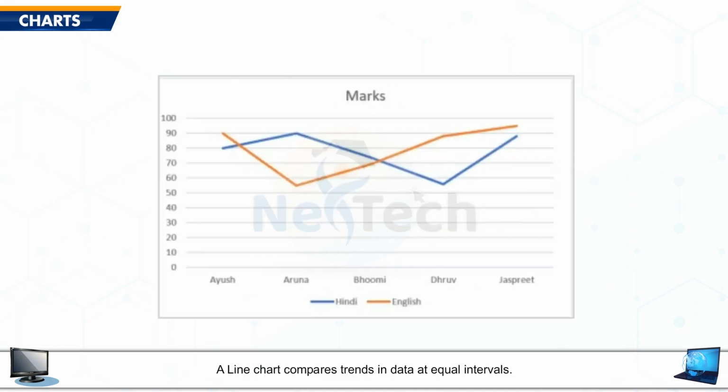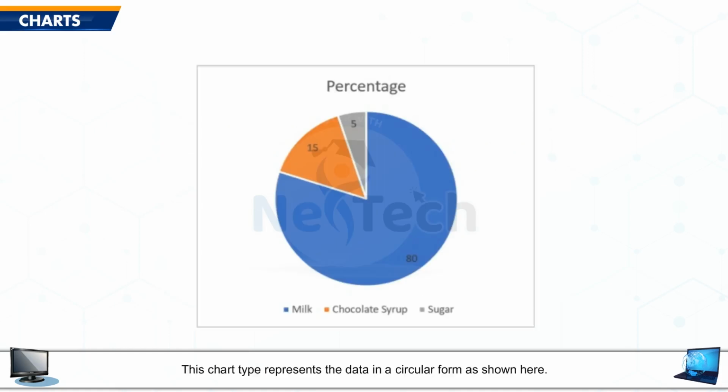Line chart. A line chart compares trends in data at equal intervals. This chart type is useful in representing the change in a value over a specific period of time. As the name suggests, a line chart illustrates the data through lines, forming a graph. In this chart type, data point markers or dots are connected to each other through lines as shown here. Pie chart. This chart type represents the data in a circular form as shown in the figure.